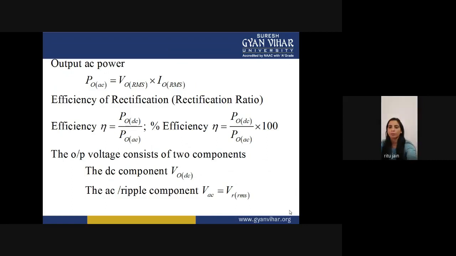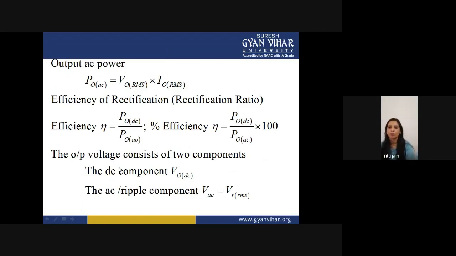And the power output is equal to V naught RMS into I naught RMS, and then the efficiency of rectification. The efficiency of rectification is dependent on the efficiency factor, eta. The formula of efficiency of a rectifier is P output DC upon P output AC, and the percentage efficiency eta is equal to P output DC upon P output AC into 100.